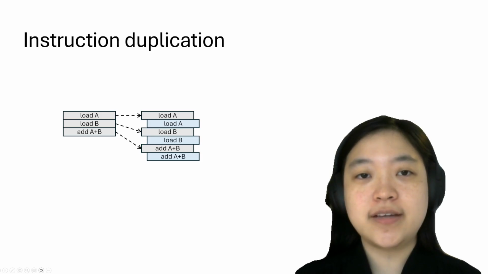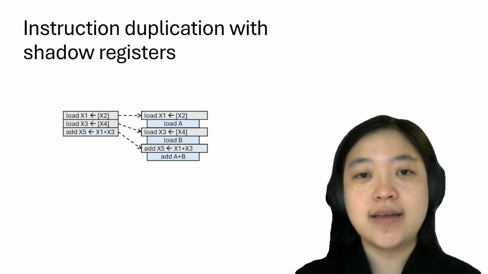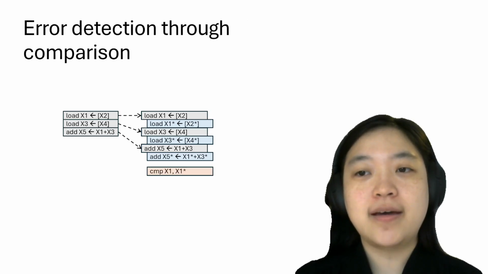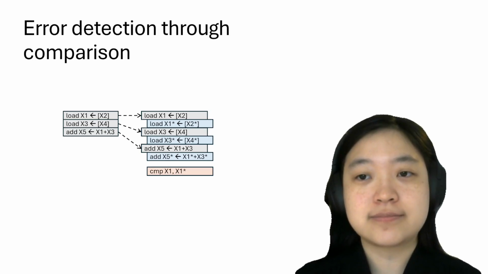nZDC achieves error detection through instruction duplication, where instructions are duplicated to generate a redundant execution. And instead of using the same registers in the redundant execution as the original, shadow registers are used in the redundant execution so that the results from the original execution stored in the original registers can then be compared with the results from the redundant execution stored in the shadow registers. If the values in the original and the shadow registers are not equal, this indicates that an error has occurred.